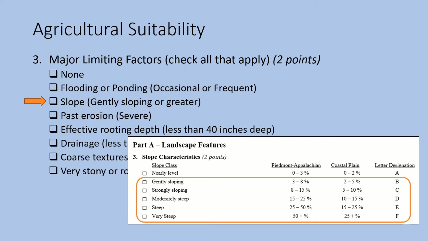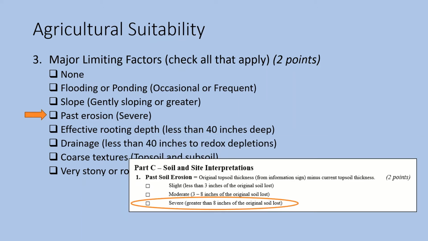So when you look back at Part A, landscape features, when you measured the slope, if you determined the site was gently sloping or steeper, you would mark slope as a major limiting factor on the site. Past erosion, we just did that. That was the first question in Part C. If you've had severe erosion in the past, that's a limiting factor because you probably have very little topsoil left.